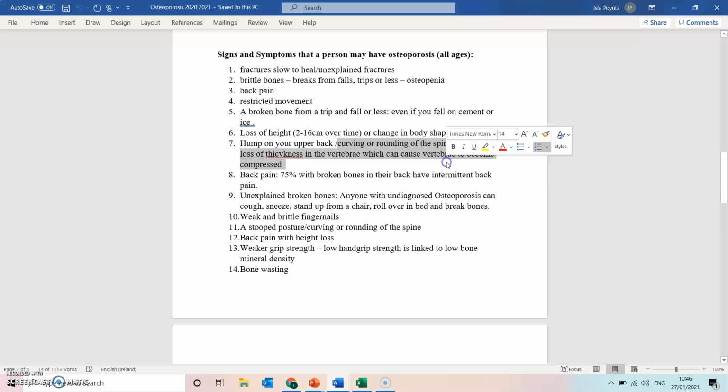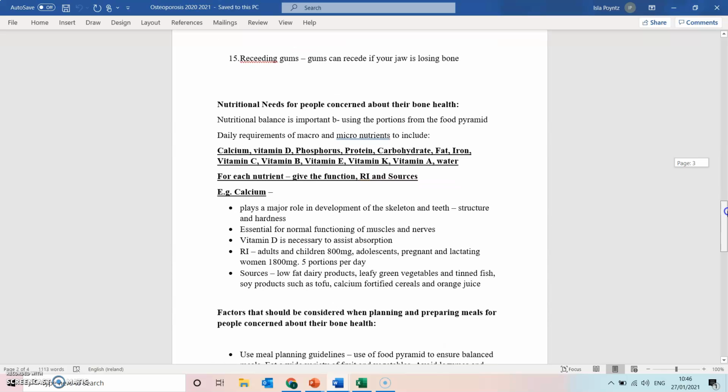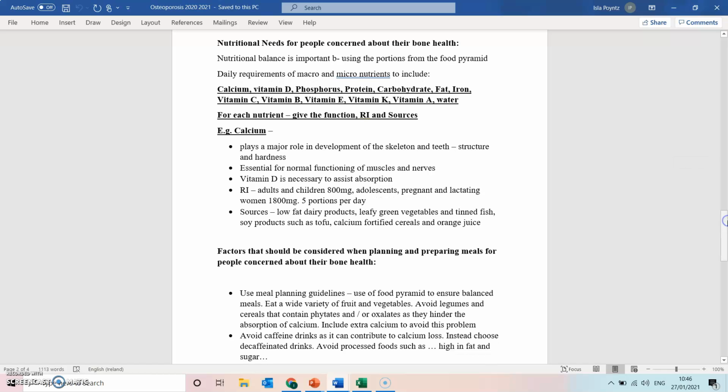Okay, so that's very important. Now, if you have more points, fantastic. I would expect you to have some more points, but anything you write has to be explained. Okay, so don't just write a list. Now, the third heading is nutritional needs. Now, this is the one where you're probably not doing it the way it should be done.